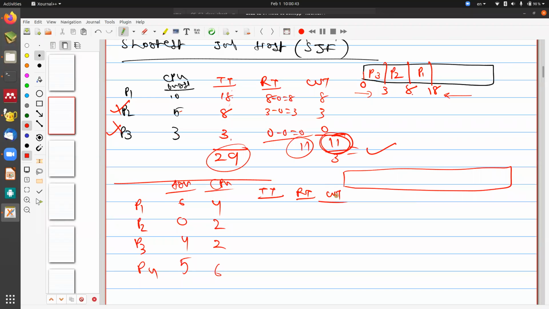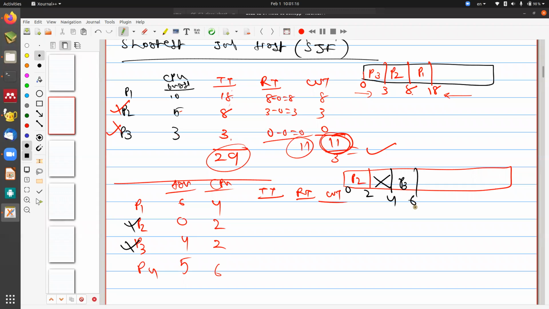Then we'll start. Yes, P2 from 0 to 2. If it is wrong, tell me, others. He is saying P2 started first, arrived at 0, so 2 units, 0 to 2. Very nice, correct. Then empty till 4, because at 2 nobody else had arrived, and others arrived at 4. At 4, P3 has arrived. Till when? Till 6. That is also finished.